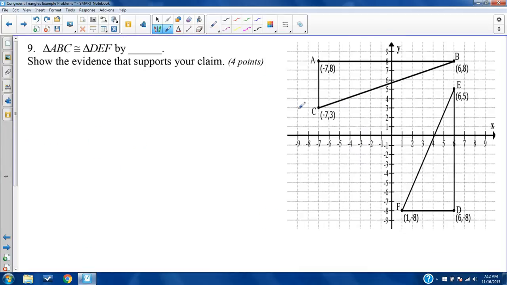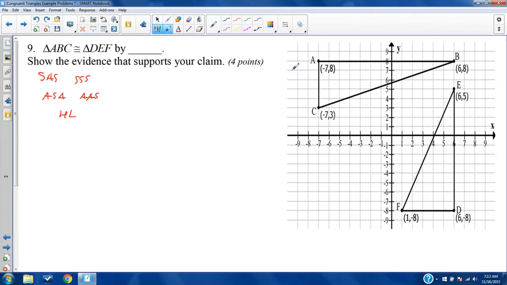Okay, number 9, triangle ABC is congruent to triangle DEF. Now they tell us this, and this is what we need to find out here, and we need to support our claim with evidence. Now, this is on an actual graph, which means that we can figure out what the lengths are, and if we can find out using side angle side, or side side side, or angle side angle, or angle angle side, or HL, then we would have enough information.